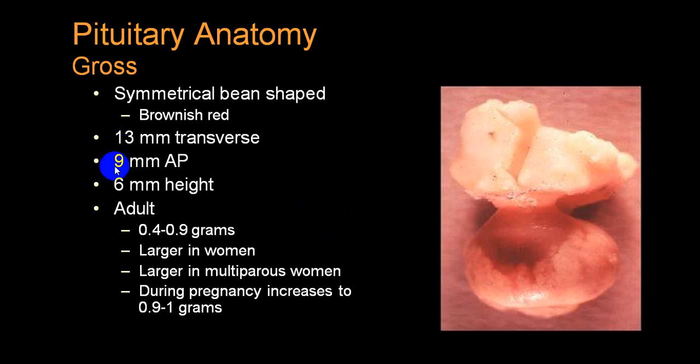Now roughly it is 13 millimeter by 9 millimeter by 6 millimeter, and weight is around 0.9 gram, sorry. It is a little larger in women, larger in multiparous women, and during pregnancy the weight may be 0.9 to 1 gram. So this is the size and the weight of the pituitary gland.